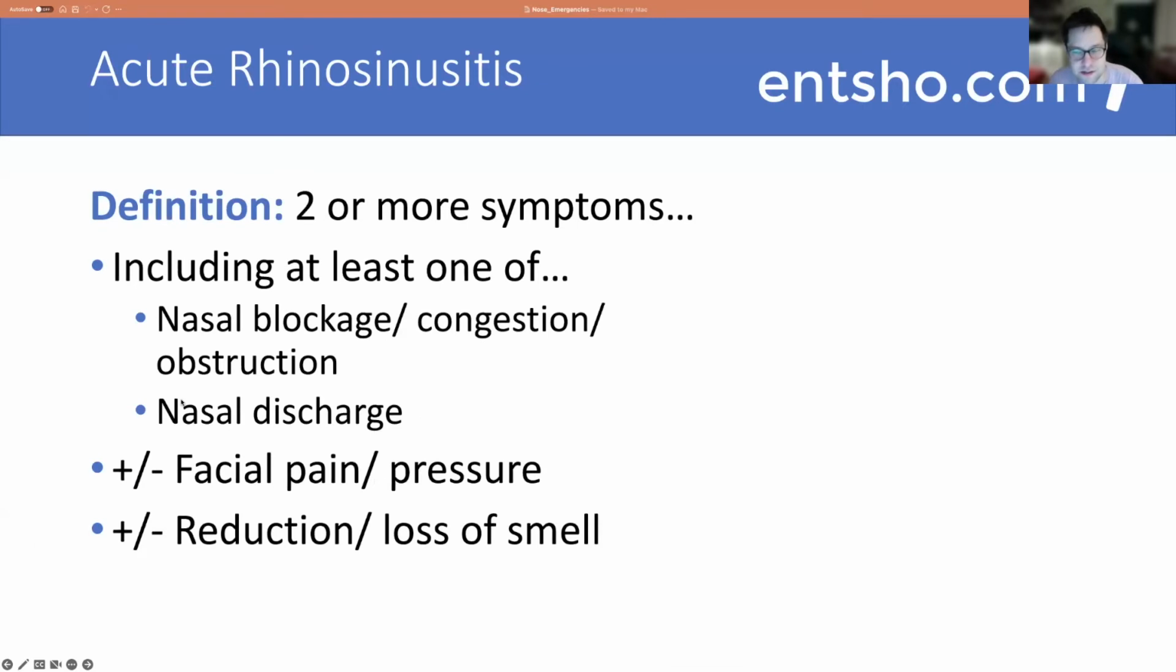And it's defined really, so there's a lot of excellent information about this in the EPOS guidelines, so EPOS. If you Google that and look in the journal Rhinology, there's a whole lot of information there, but briefly, it's defined by 2 or more of the symptoms, of which one at least has to be nasal blockage, congestion, obstruction, or discharge. The plus or minuses there are the other symptoms that can be included, but one of them must be the ones from above.